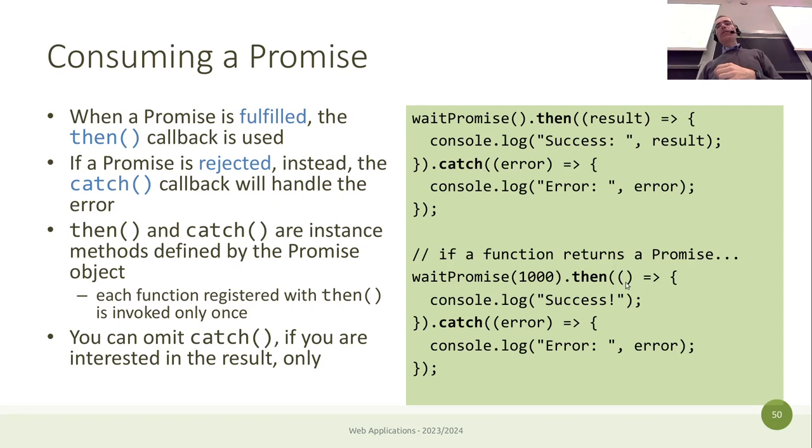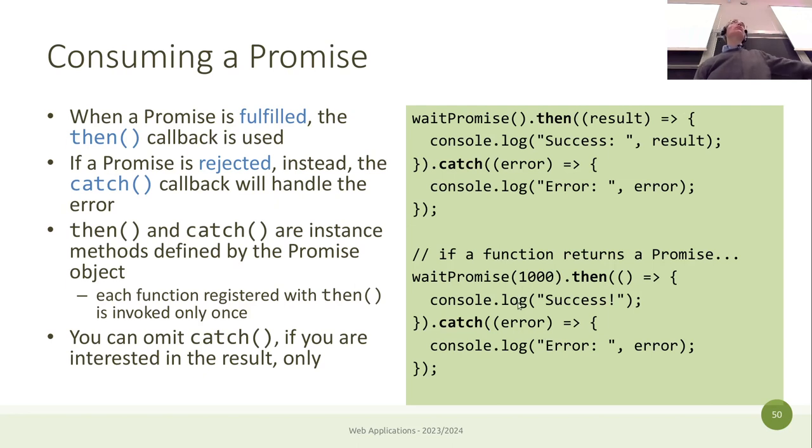Dot then, and we pass a callback. Actually, here the callback is very simple, a console log, just to make the example. Each one of them, then and catch, returns promises as well, so that we always have the possibility to write dot then, dot catch, so we can chain things together, okay? And this dot catch will take a function that will be executed in case the promise is rejected.